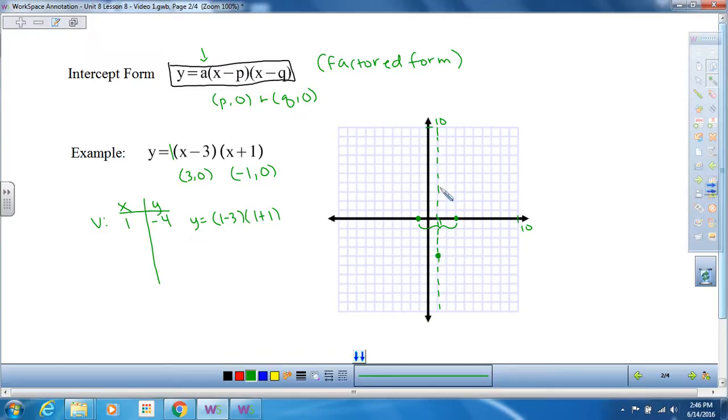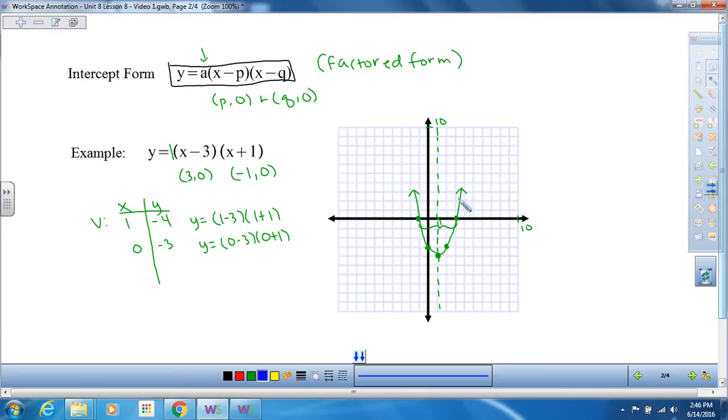And let's pick some other point to plug in, just so I get 5 total points. Let's plug in 0. So we get -3. So right here, which means there's another point right here. And there's my parabola.